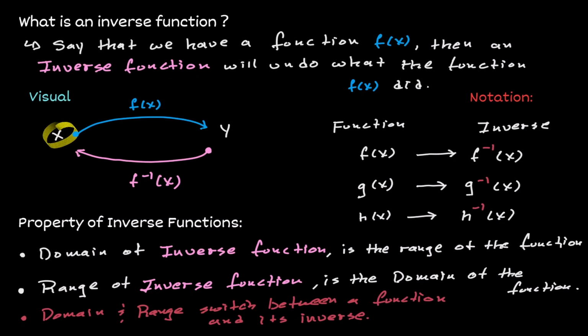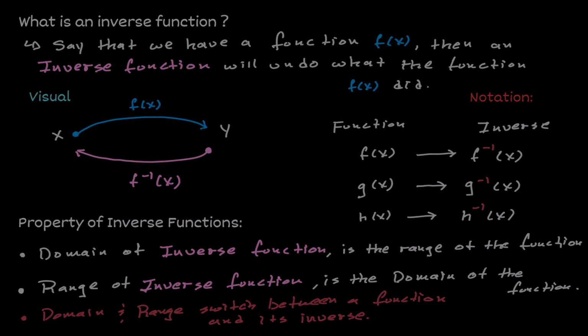Because notice that what we plug into the original function is what we get out from the inverse. And what we get out from the original function is what we plug into the inverse. So the domain and the range switch between a function and its inverse function. Let's take a look at some examples.